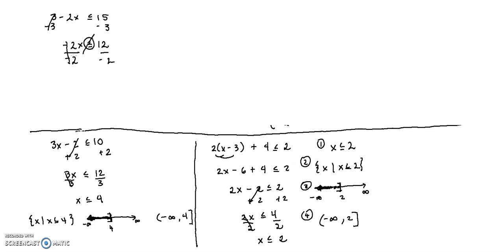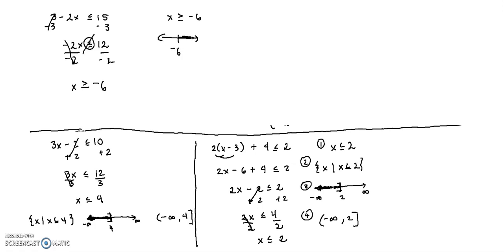Okay, so on the left-hand side, those cancel out, we're left with just x. I have to flip the sign. Now it's greater than or equal to, and 12 over negative 2 is negative 6. Okay, so my solutions are x greater than or equal to negative 6.